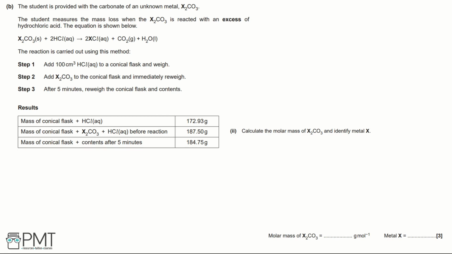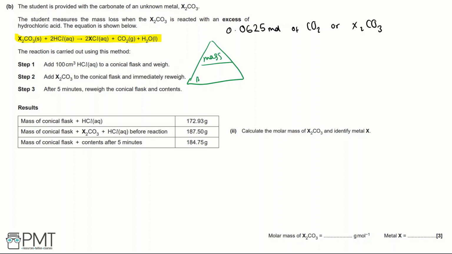Part 2. Calculate the molar mass of X2CO3 and identify metal X. So firstly, we need to note that the molar ratio of our carbonate to our carbon dioxide is the same. So that means we've got the same number of moles. So we can carry that on from the previous question, 0.0625 moles of carbon dioxide or X2CO3. Then we're going to use the same equation triangle that we've used in the previous question, of mass is equal to moles times the relative formula mass.